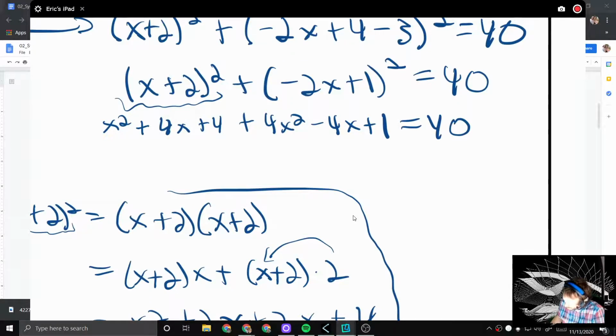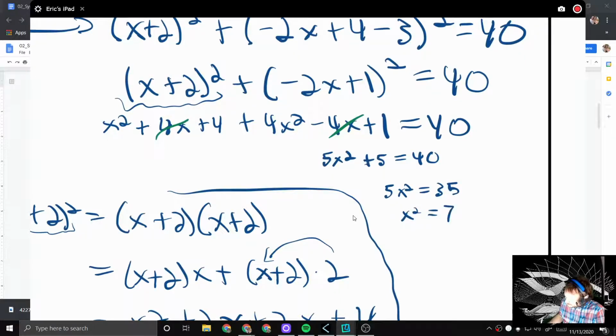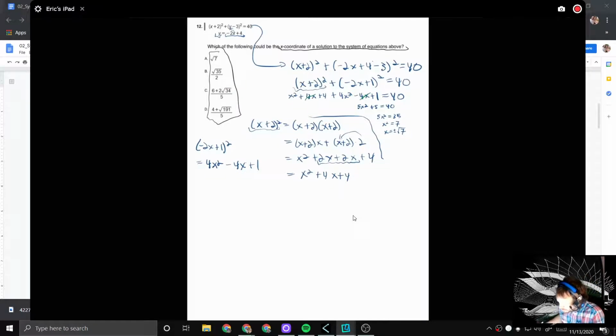X squared plus 4x squared is 5x squared, just combining like terms. 4x and 4x, nice, cancels. 4 and 1 is 5. 5x squared plus 5 equals 40. Why am I so excited that cancels? Because, move that 5 over, 5x squared equals 35. Divide by 5, x squared equals 7, and I can just take the square root of both sides. No need for factoring or the quadratic formula. And we have our answer.